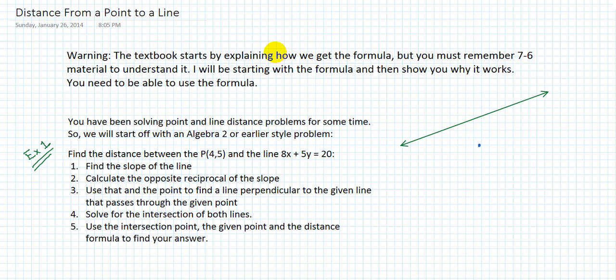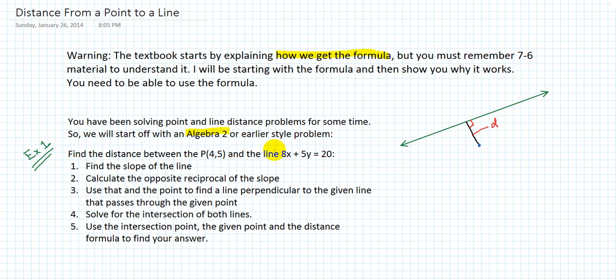I put a warning here because the textbook talks about how we get the formula first to solve a problem that we actually have been doing since Algebra 2. And that problem is, what is the distance between a point and a line? And if you remember, going back even as far as geometry, we talked about that distance between a point and a line to always be the perpendicular distance. So we want that to be our distance.